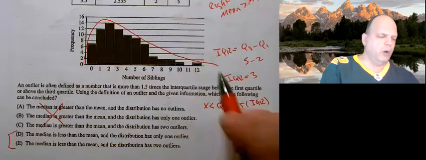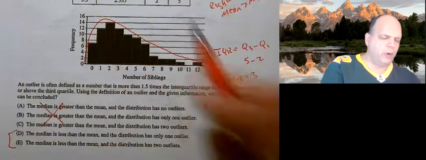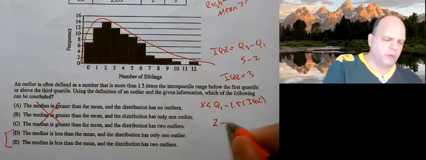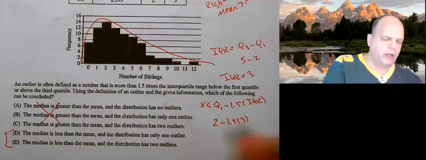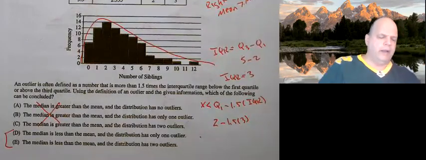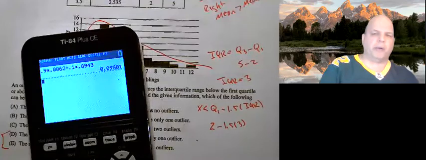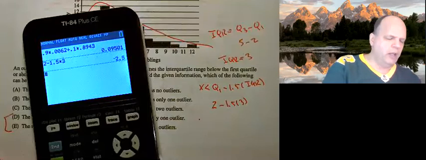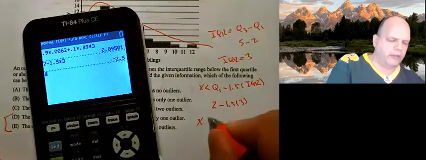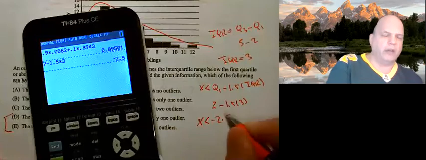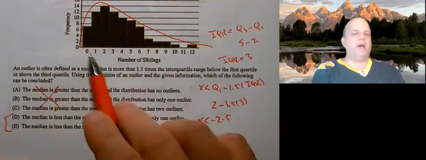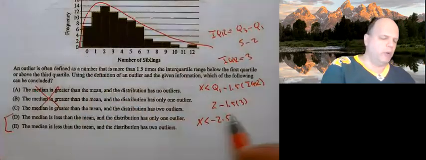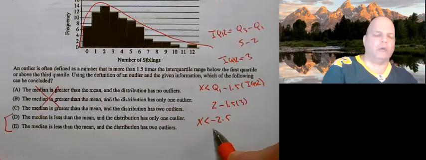So Q1 is 2. 2 minus 1.5 times 3. I know I'm going to get a negative number, but I'm still going to calculate it. 2 minus 1.5 times 3 is negative 2.5. X is less than negative 2.5. We don't have anything below 0, so we can't have any outliers on the lower side.